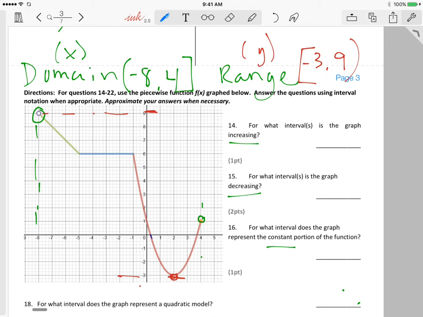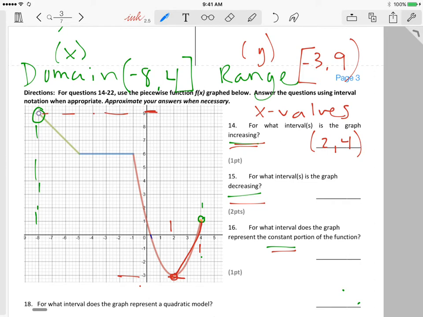If we go down to increasing, decreasing, constant, those are always parentheses. And you're always using x values when you do increasing, decreasing, constant. So you're looking at where on your graph you are increasing, where you are going up. I see we're going up from here to here. On the x-axis, that's from 2 to 4. So I'm going to say from 2 to 4, we are increasing. Those are my x values.